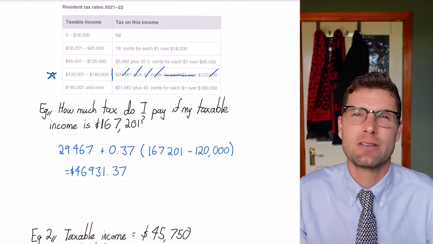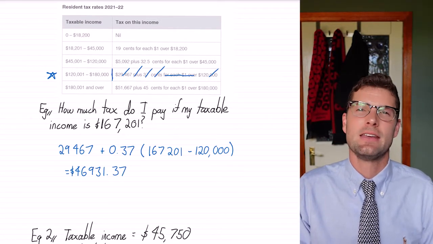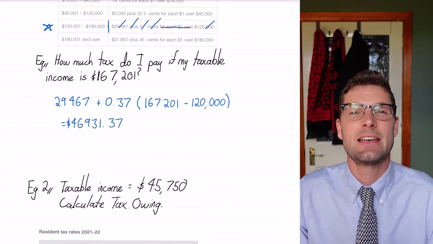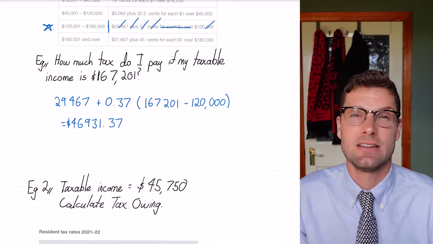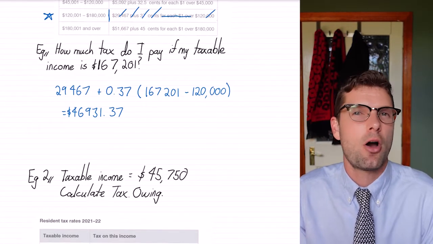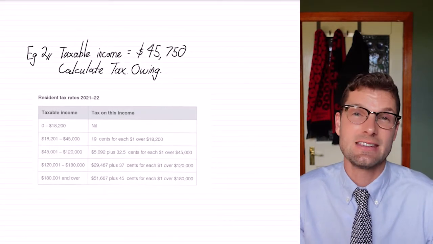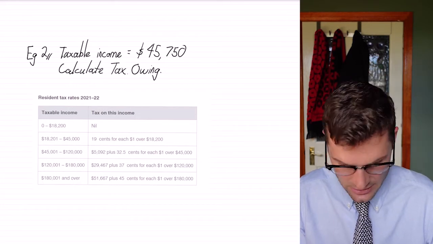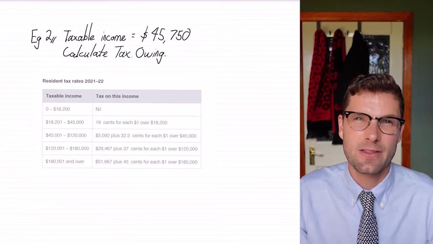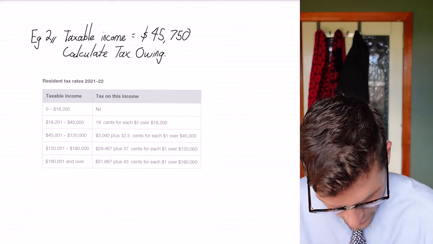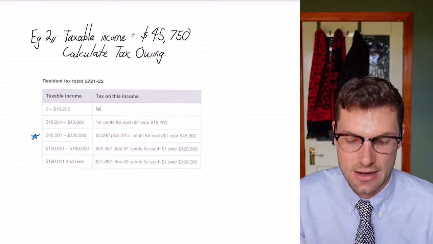We're just going to see one more example to see that if you earn less money, you do actually spend less of your money on tax as a proportion. In that first example, this guy spent about a quarter of their income on tax, and we're going to see for this next one that if you earn less money, you pay less as a percentage. My taxable income for this one is $45,750, which puts me in this tax bracket here.